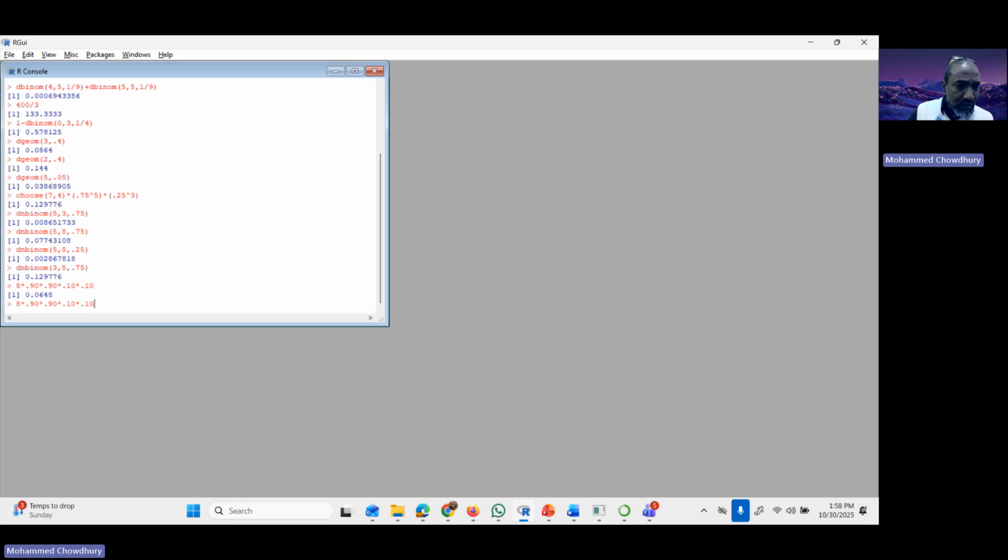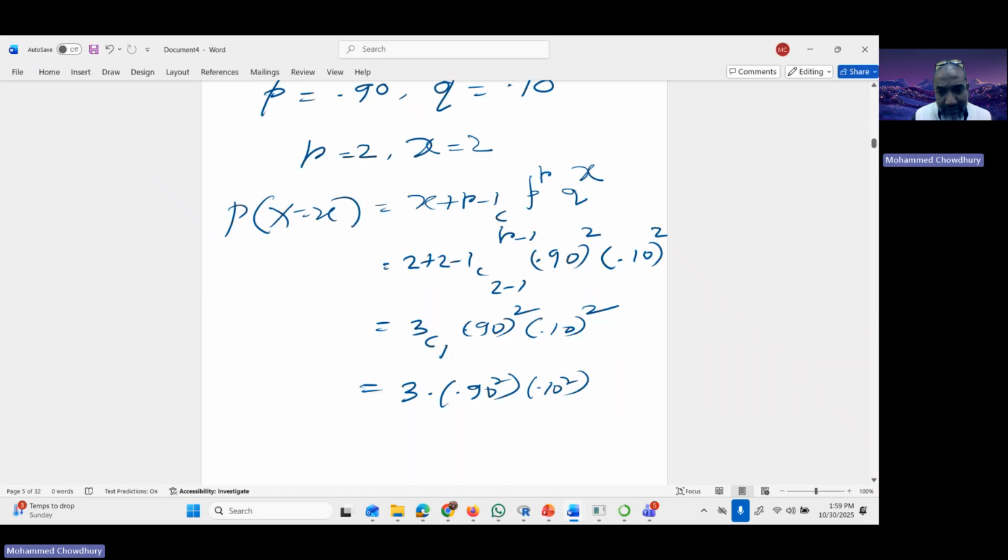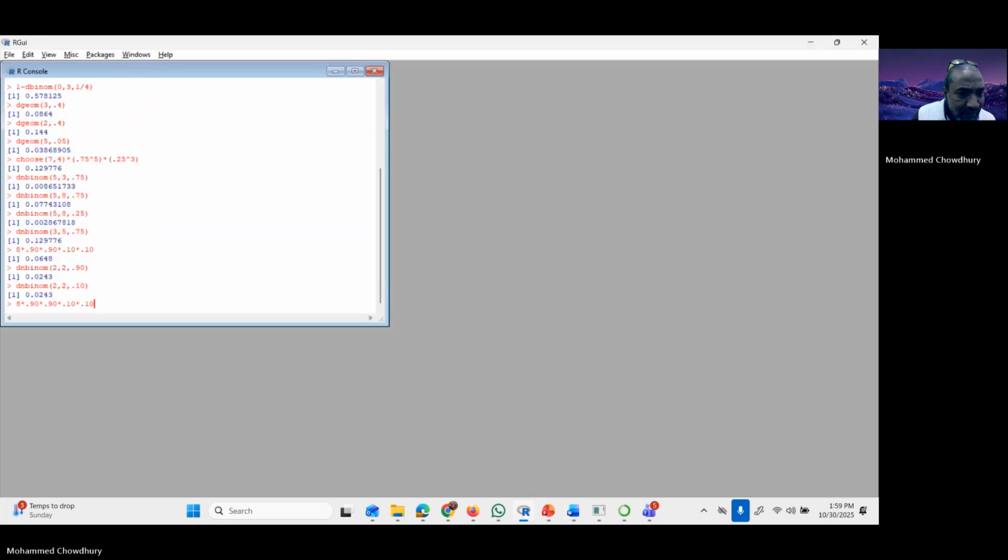And then if I am asked to find this with R, I just need to put here 2, and 2 and 2, and then I just need to put here 0.90. Then the answer is, oh, why did I put there 8? It should be 3. Now the answer matches. Okay, now the answer is matching.